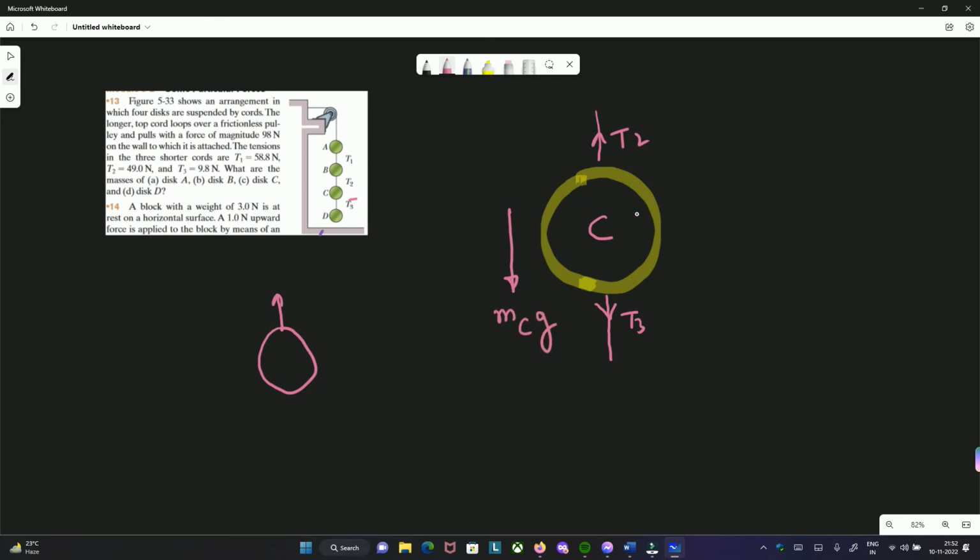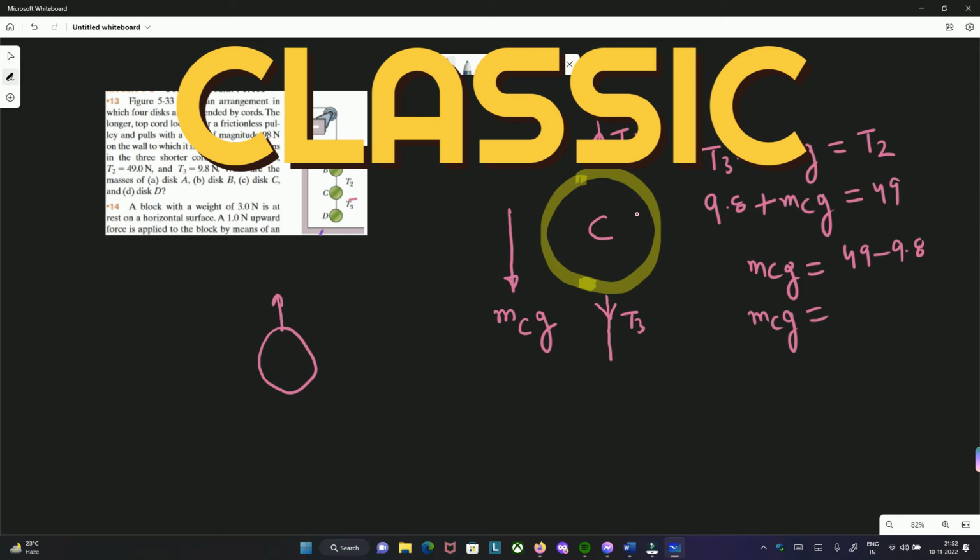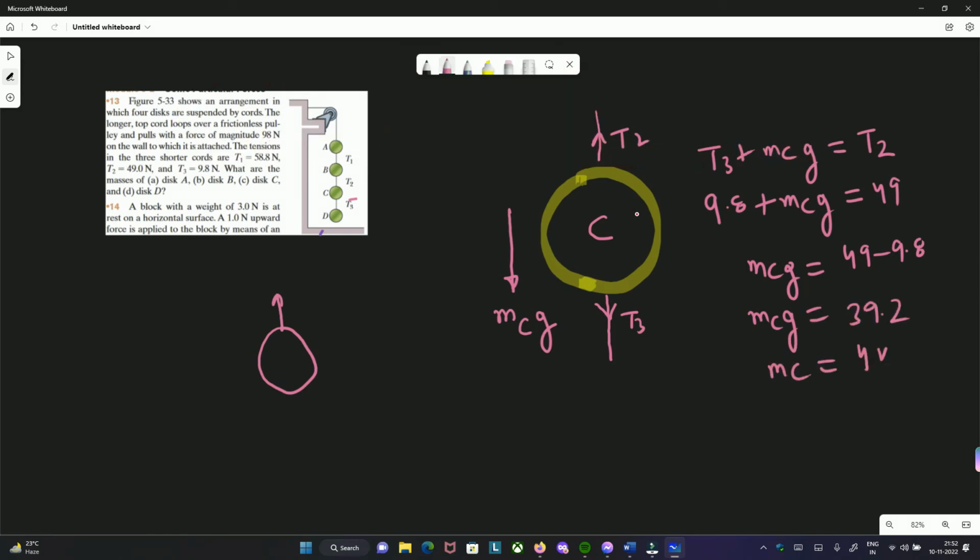So for C, T3 plus mcg is equal to T2. T3 is known to you, which is 9.8, and T2 is also known to you to be 49. So mcg is equal to 49 minus 9.8, and mcg is equal to 39.2. So mc is equal to 4 kilograms. I hope this makes sense to you.